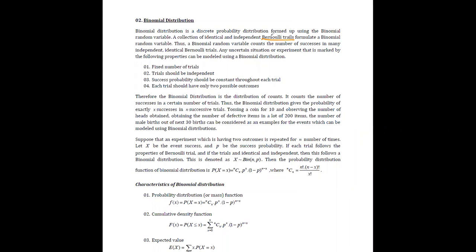When we are considering these Bernoulli trials, there are two other conditions. Those should be identical and independent. Identical and independent Bernoulli trials should be there, and the collection of these Bernoulli trials formulates a binomial random variable. Therefore, this binomial random variable counts the number of successes in many independent identical Bernoulli trials.